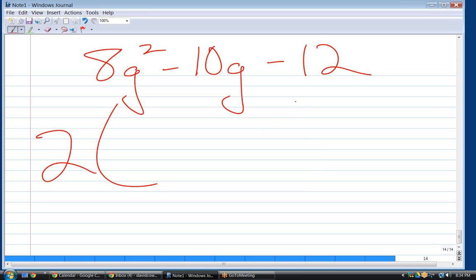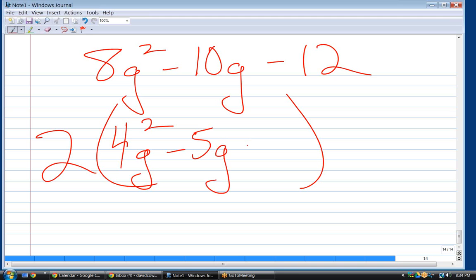Sure. It would be 4g squared, right? Okay. And then it would be minus 5g, and then it would be minus 6. Okay. Now we have a quadratic that does not have a greatest common factor. So now we have to factor it like we've learned how to factor.